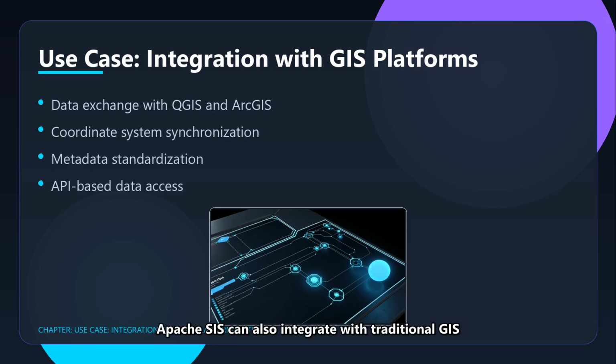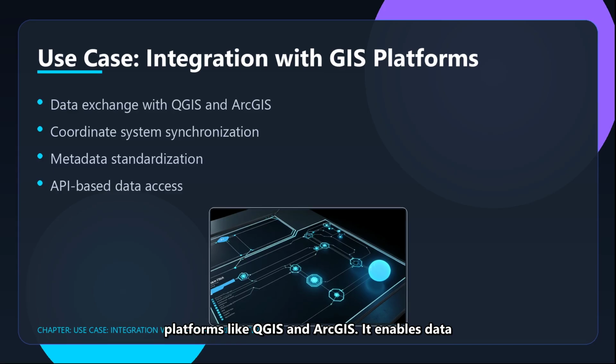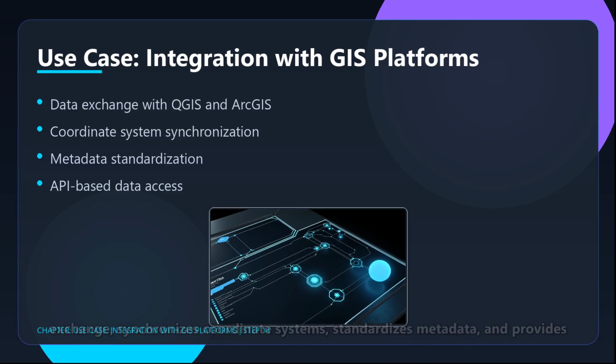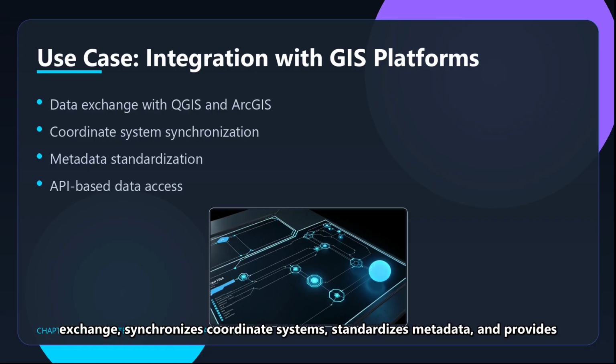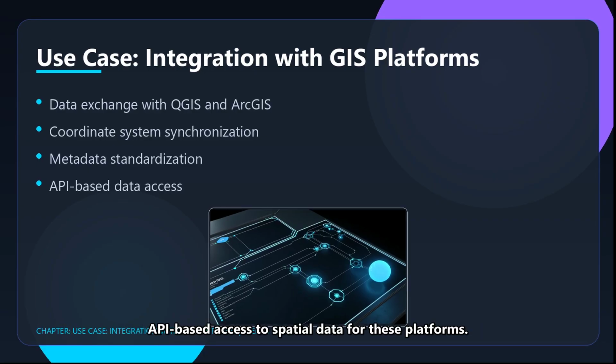Apache SIS can also integrate with traditional GIS platforms like QGIS and ArcGIS. It enables data exchange, synchronizes coordinate systems, standardizes metadata, and provides API-based access to spatial data for these platforms.